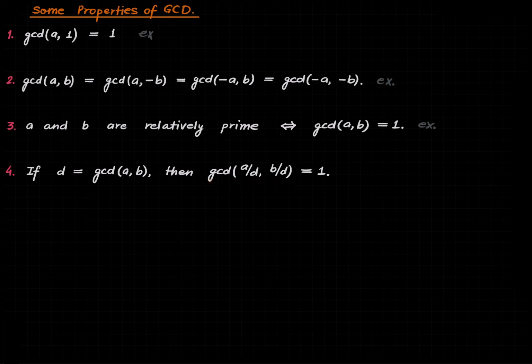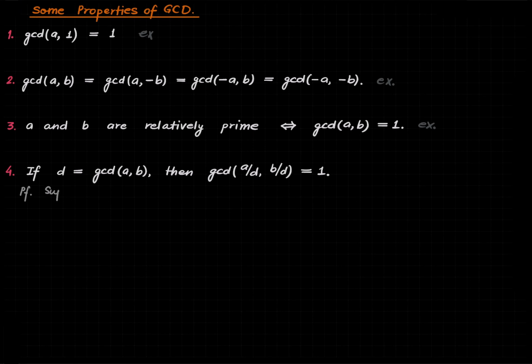And what we are saying is that if you divide out by the GCD, the GCD becomes trivial. It is a simple statement, but let me prove it. Okay.